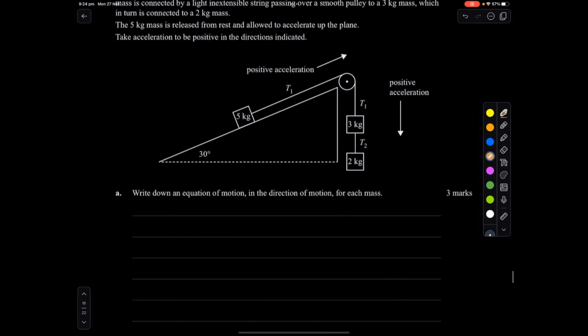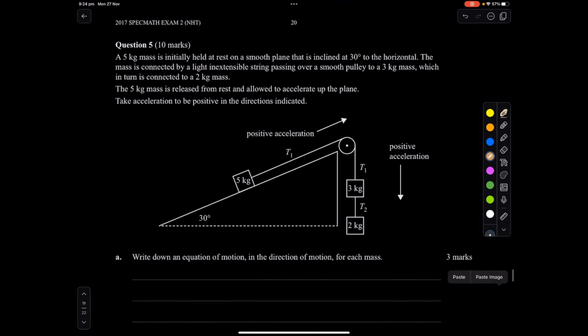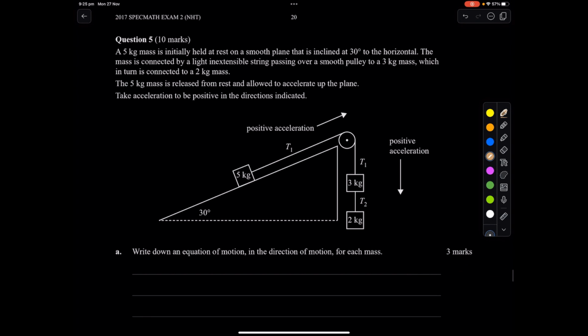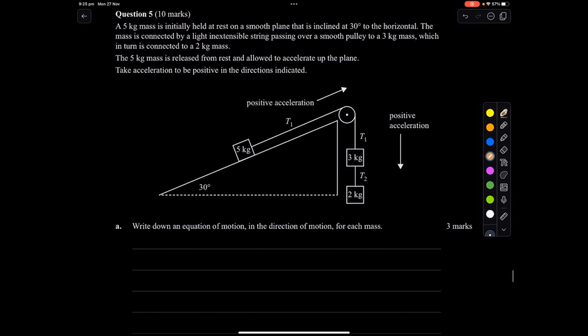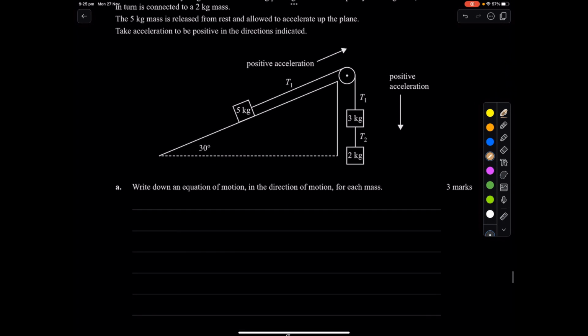Question 5. Let's do this. A 5 kilogram mass is initially held at rest. So acceleration 0, meaning that the net force is 0, on a smooth plane, meaning that there's no friction, that is inclined at 30 degrees to the horizontal. The mass is connected by a light inextensible string passing over a smooth pulley to a 3 kilogram mass, which in turn is connected to a 2 kilogram mass. The 5 kilogram mass is released from rest and is allowed to accelerate up the plane. Take the acceleration to be positive in the direction indicated. Write down an equation of motion in the direction of motion for each mass.